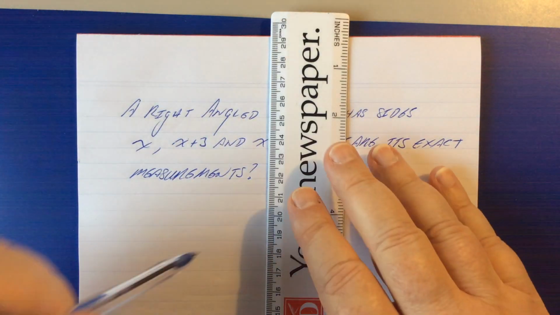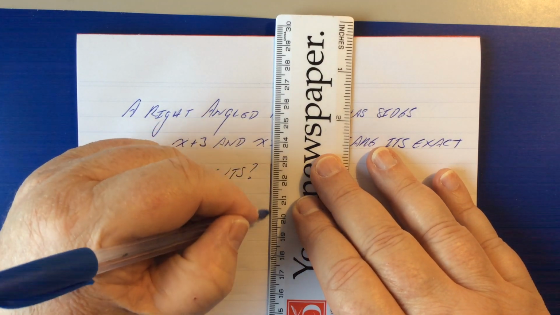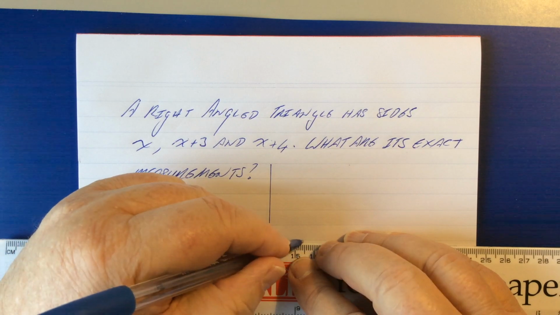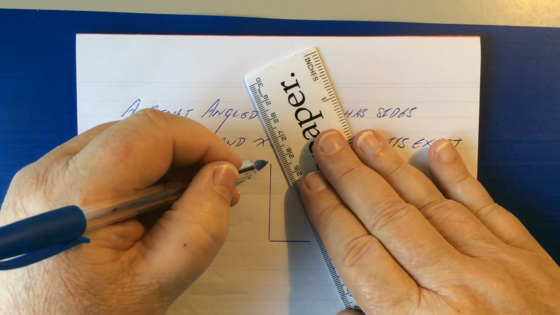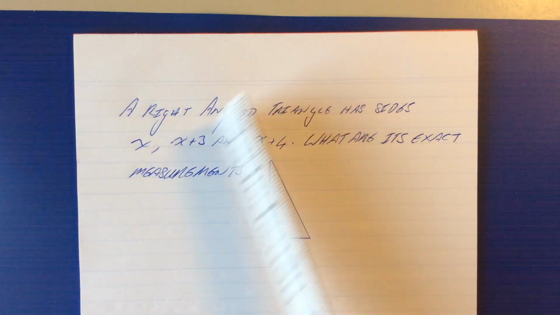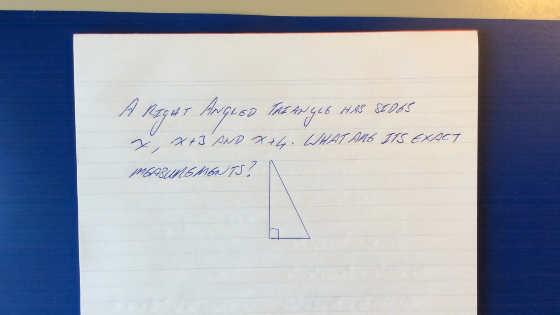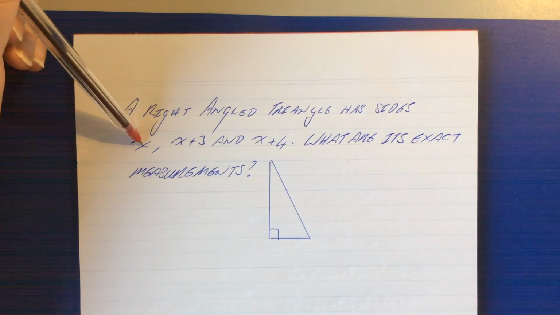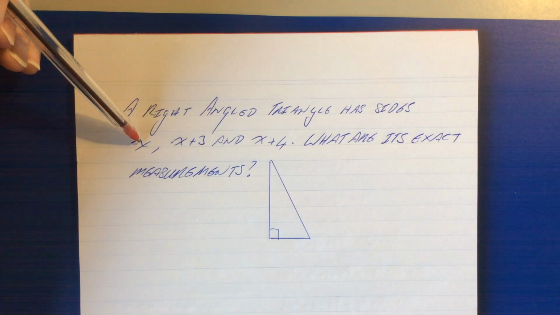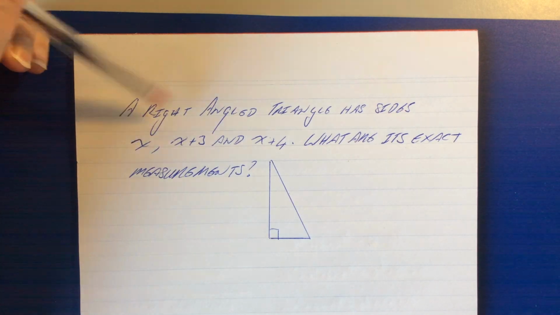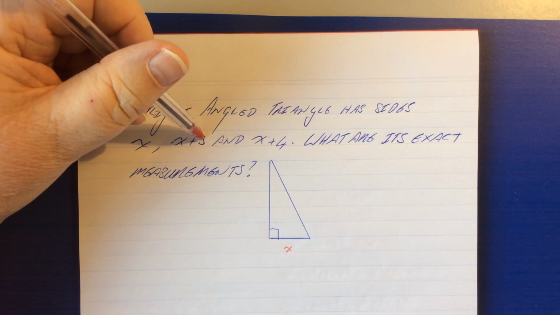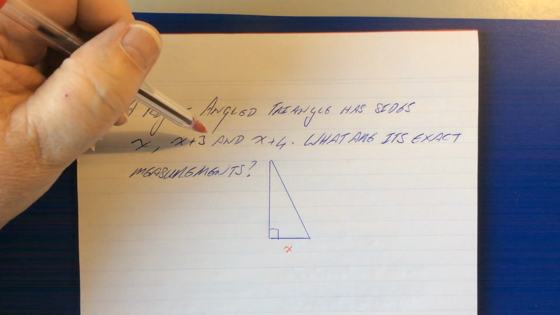Well, let's start with figuring out what this looks like. So let's draw it in here. Let's just get this sorted out. So there's our right-angled triangle. Now, the sides, x, x plus 3, x plus 4. Reason suggests that this is the shortest side. Why? Because this is something greater and this is something greater again.